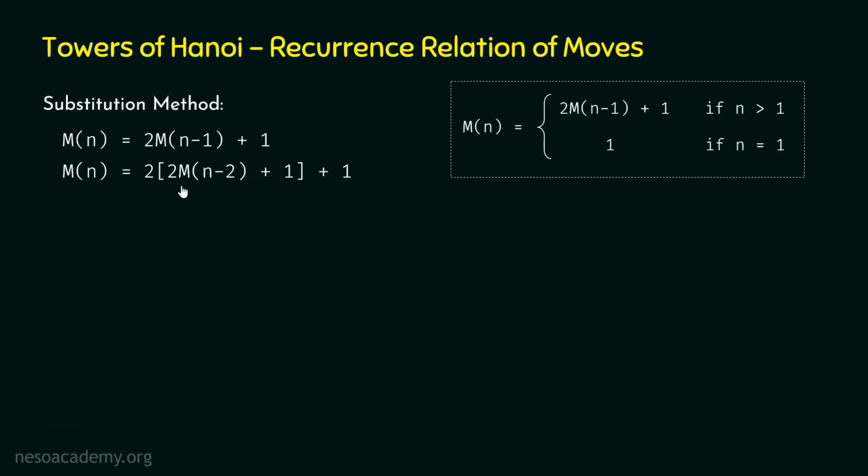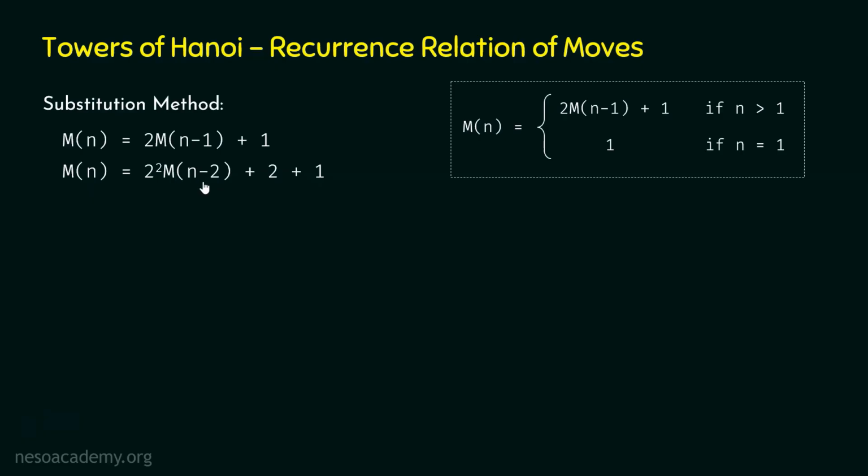Now we can open these brackets and multiply 2 by these terms of this expression. If we multiply 2 by this term, we will get 2 square times m of n minus 2. And if we multiply 2 by 1, we will get 2 here. So eventually we are getting 2 square times m of n minus 2 plus 2 plus 1. This is the new m of n in terms of m of n minus 2.